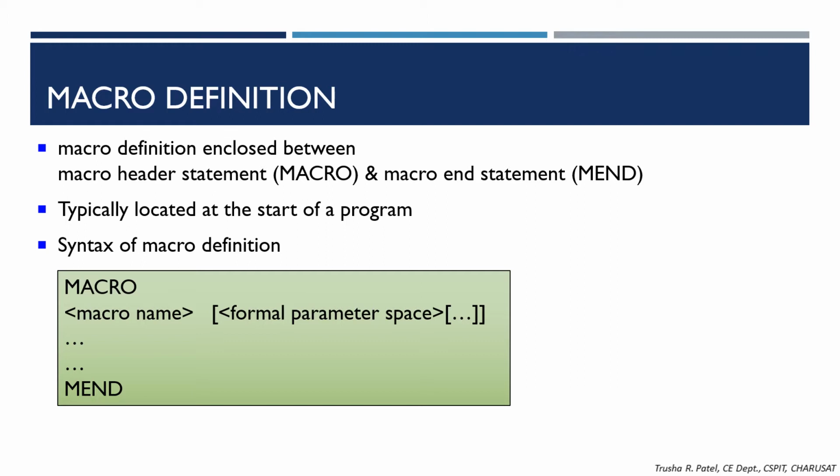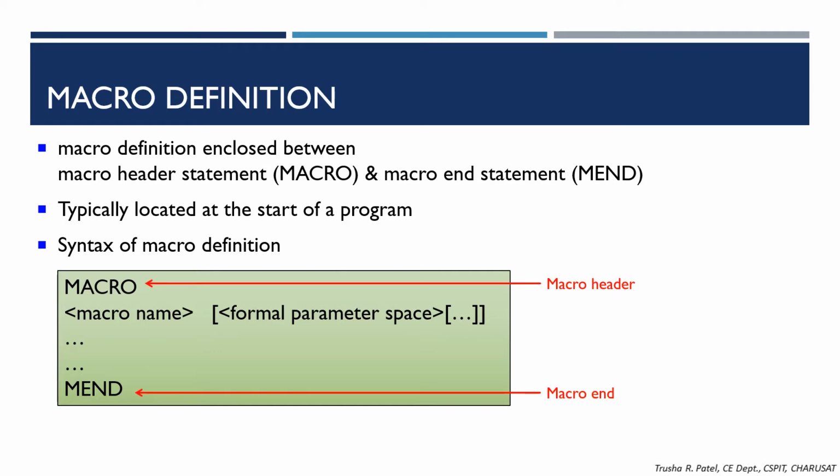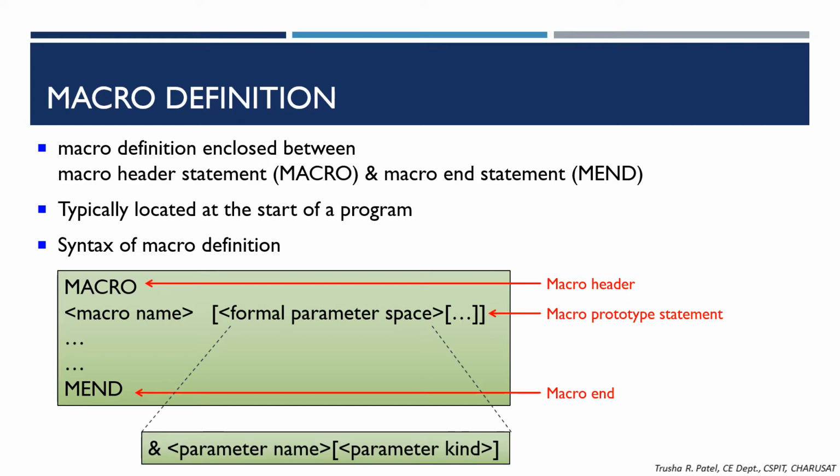The syntax for macro definition is something like this. The first is MACRO, that is the macro header statement. Last is MEND, that is the macro end statement. Inside that, the first statement is the macro prototype statement, which consists of the macro name and the formal parameter spec. A formal parameter has two things, the parameter name and parameter kind.